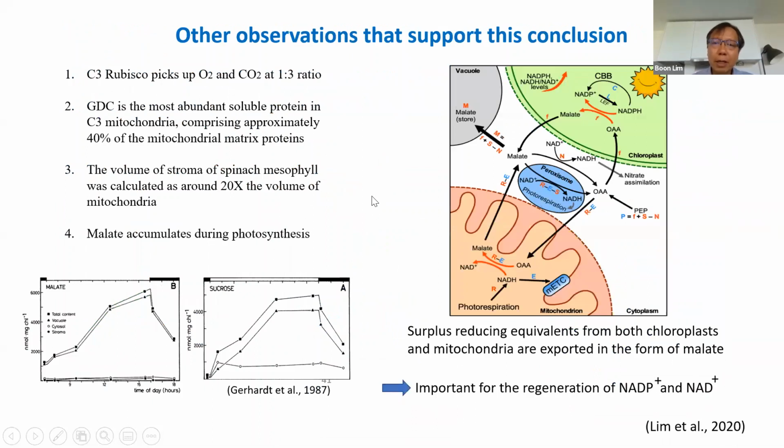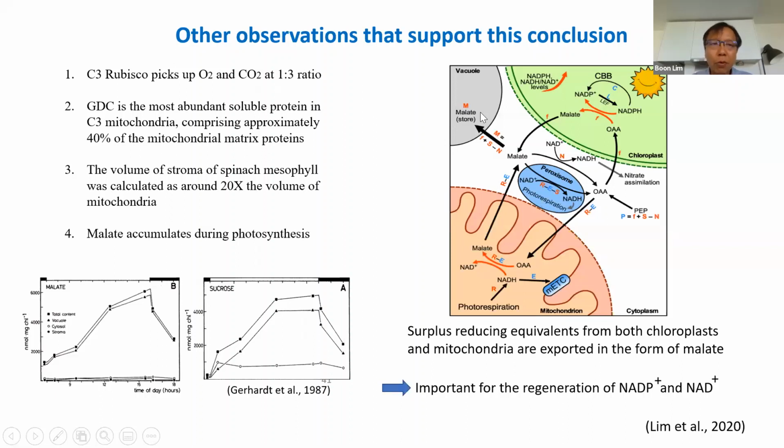So that means that in Arabidopsis, during photosynthesis, the surplus NADPH can be converted into malate and exported from the chloroplast, but at the same time, photorespiration generates NADH, and there is too much, and the surplus NADH will also be converted into malate, which is also exported to the cytosol. This is to regenerate NADP and NAD as electron acceptors for these two important electron transport chains. So the malate will accumulate in the vacuole.